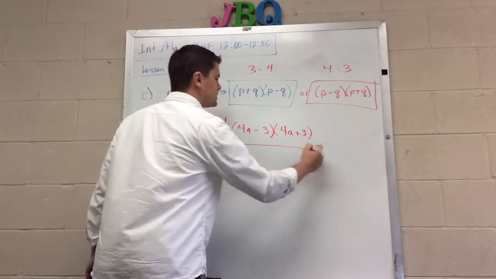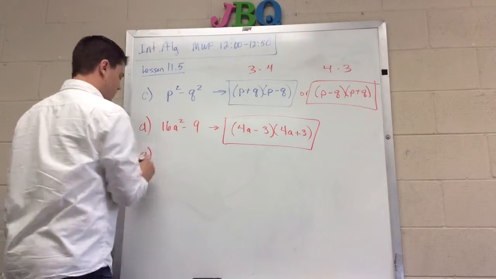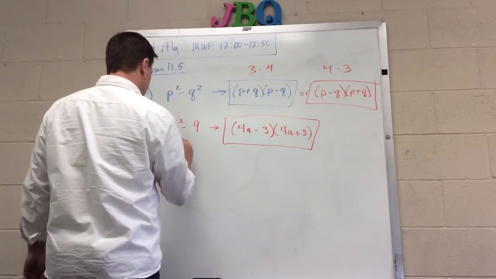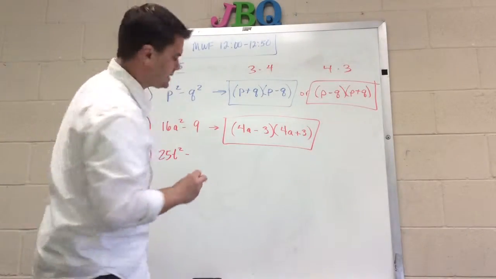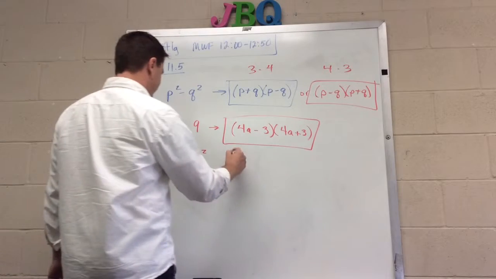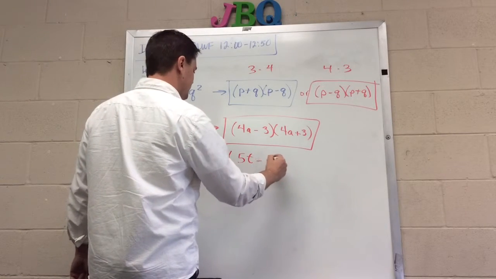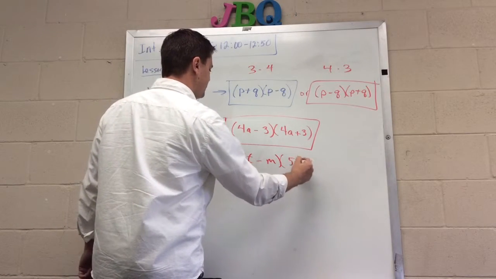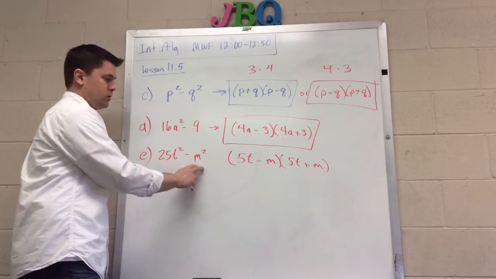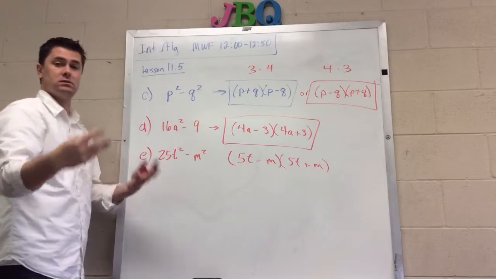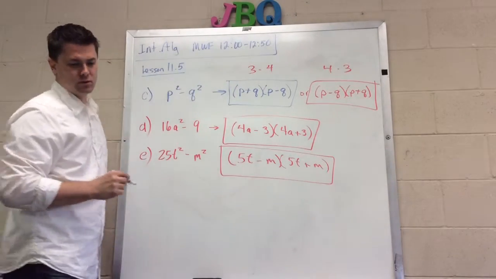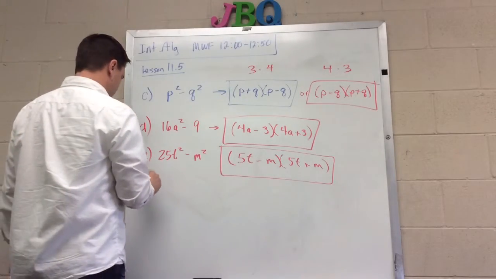Your binomials. Okay, example letter E. 25t squared minus m squared. So we have 5t minus m times 5t plus m. Square root, one's a minus, one's a plus. That's the pattern for factoring the difference of two squares. Last example, f.